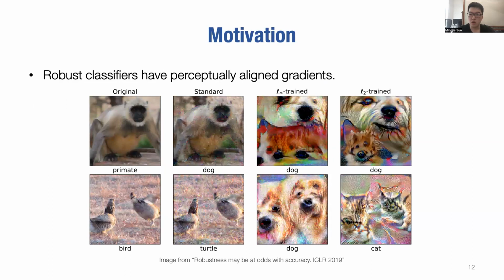We start by describing the motivation for our approach. Our first motivation came from prior works that demonstrate a special property of thoroughly robust classifiers: robust classifiers have perceptually aligned gradients. Here we show such an example where performing gradient descent on robust classifiers results in semantically meaningful images.